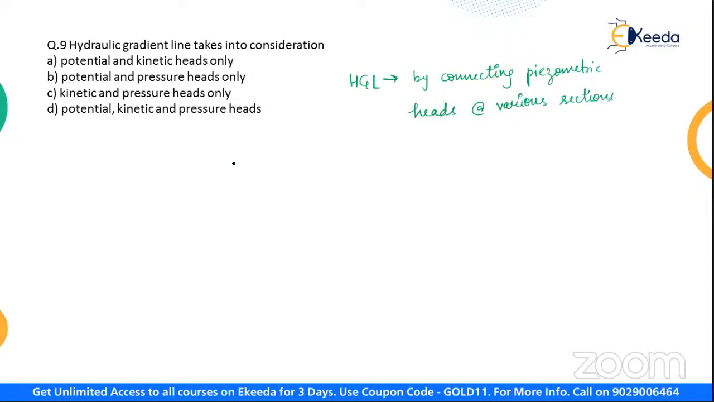Now the piezometric head, what is this piezometric head? This is the addition of P by rho g, that is the pressure energy per unit volume, or the pressure head, plus the datum head. So the piezometric head is the summation of the pressure energy per unit volume, or that is also known as the pressure head, plus the datum head or the potential energy per unit volume.